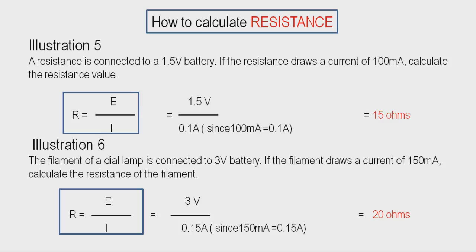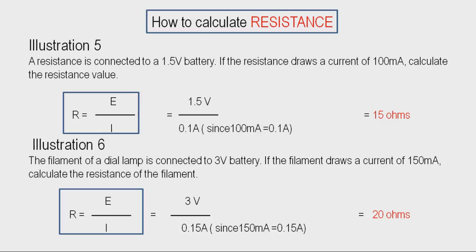Illustration 6. The filament of a dial lamp is connected to a 3 volt battery. If the filament draws a current of 150 milliamps, calculate the resistance of the filament. R is equal to E by I, that is derived from Ohm's Law. Substituting the values of E and I, 3 volts by 0.15 ampere. 150 milliamps is equal to 0.15 ampere. So that gives us 20 ohms. So the resistance of the filament is 20 ohms.